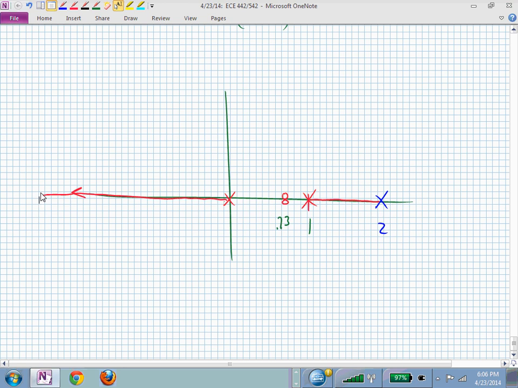1, 2, 3, 4, 5, 6. I learned to count this morning, so I'm kind of wanting to keep using it. 3, right? We have 3 poles, we have 3 branches. The 2 poles to the right create 2 branches. They're going to break away, and then what happens? Do they go off? Where are the asymptotes?